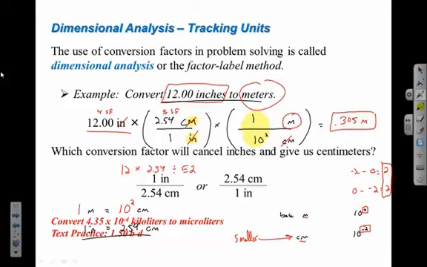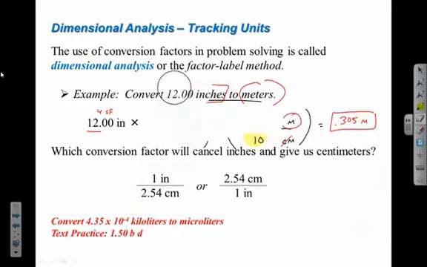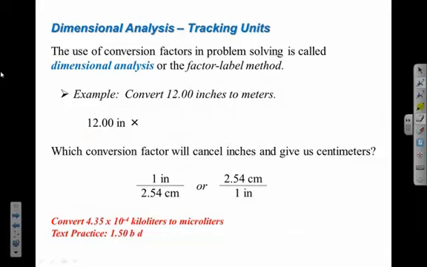So let's look at a couple other examples here. We want to convert kiloliters to microliters. So there's another example using the metric system. This is only one conversion required, but if we have 4.35 times 10 to the minus fourth kiloliters, I want to express that in microliters. So I need a conversion.